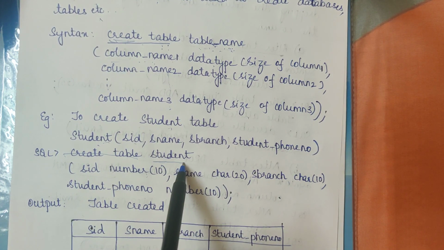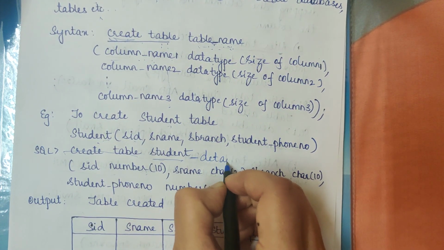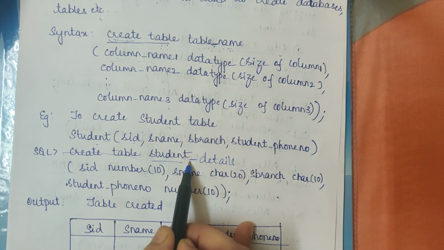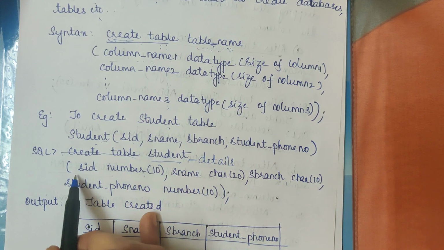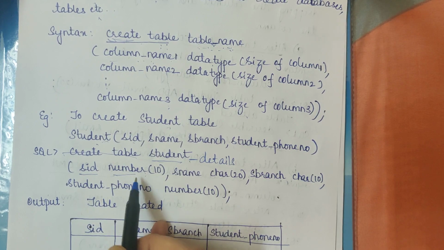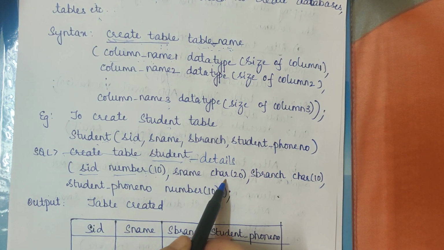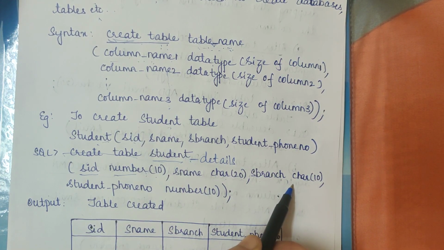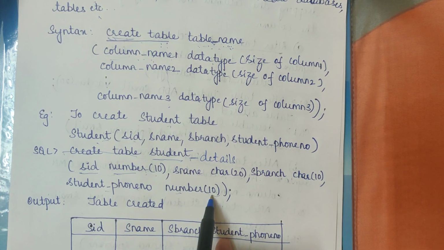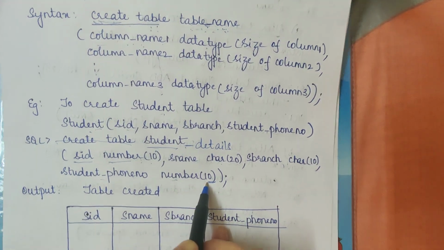For example, if I want to take the name of the table as student details, then I have to write it in this way, student underscore details. We should never use a space in the table name. It is followed by the name of the column, student ID, the data type number, and the size of the column is 10. In the same way, student name with data type character, branch with data type character, and student phone number, which obviously is a number, and the size of the phone number is 10. This is the maximum size of the column.